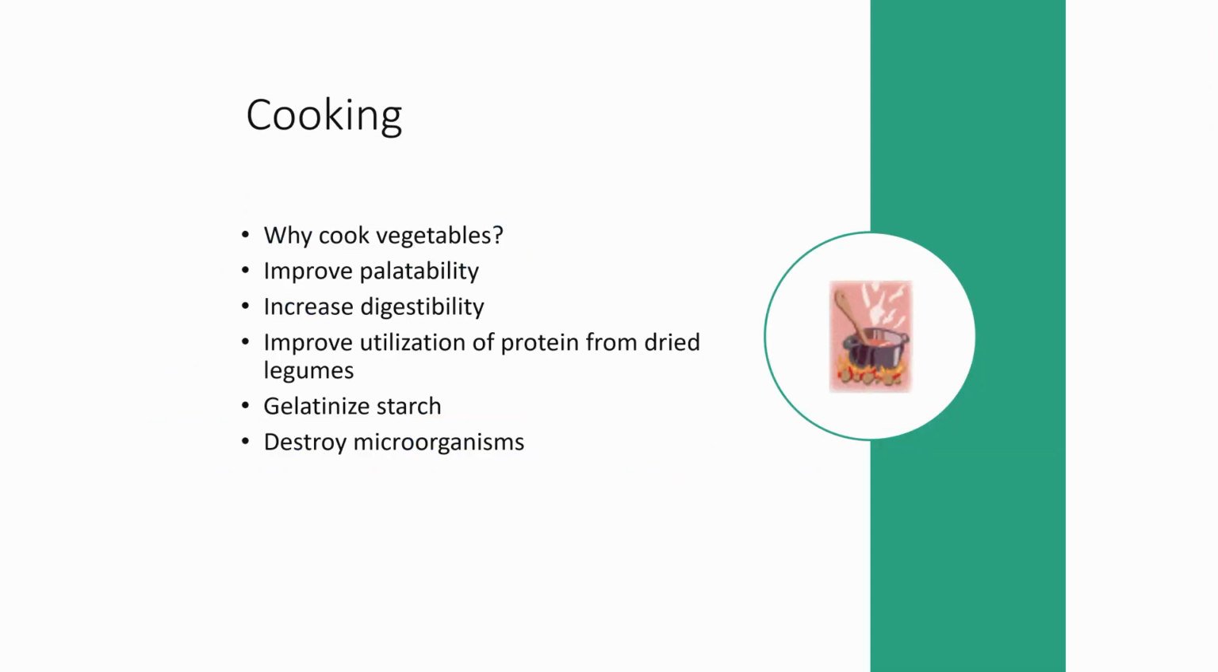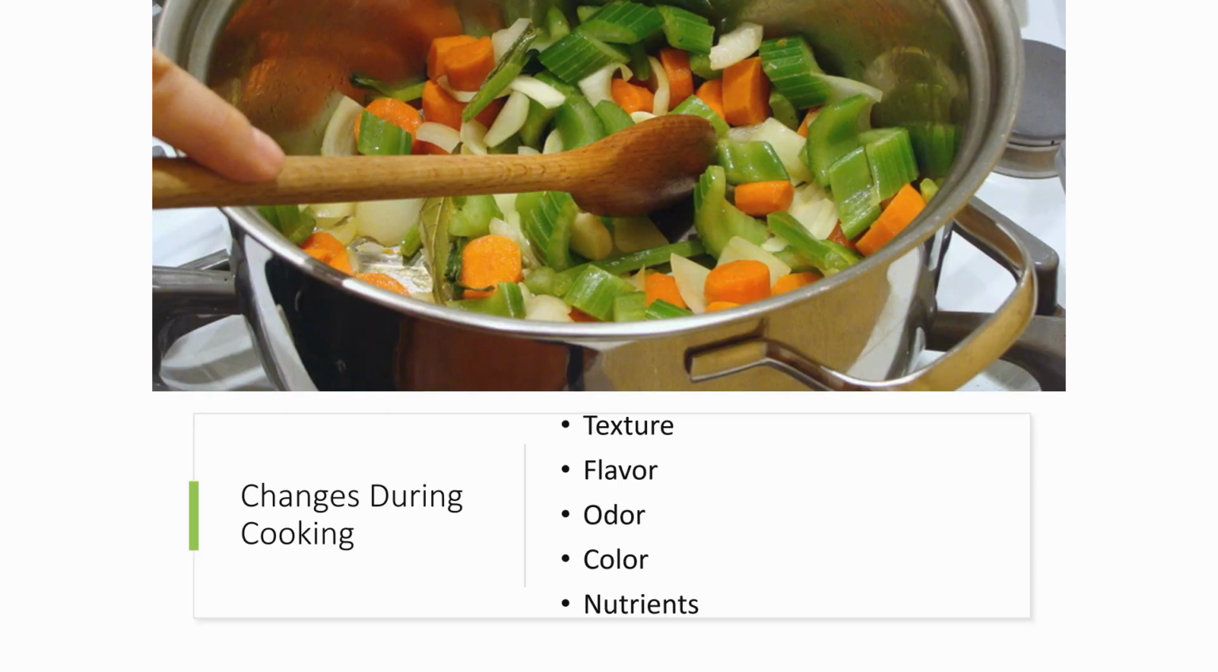Let's talk about cooking again. Why do we cook vegetables? We want to improve the palatability, improve and increase digestibility, improve utilization of protein from dried legumes, gelatinize starch, and destroy microorganisms. What happens during cooking can be changes to texture, flavor, odor, color, and nutrients.